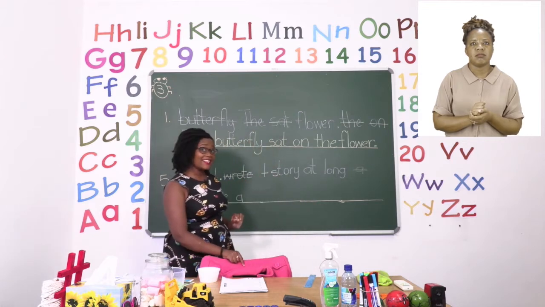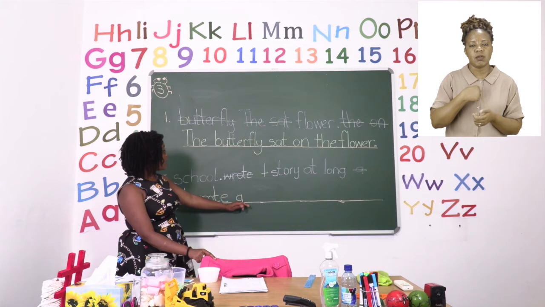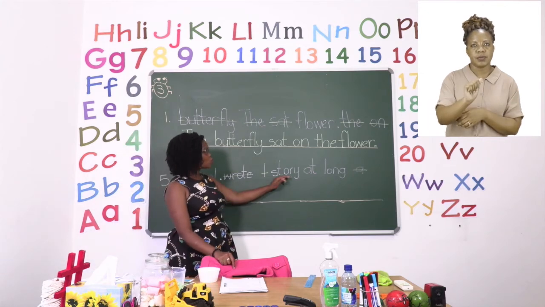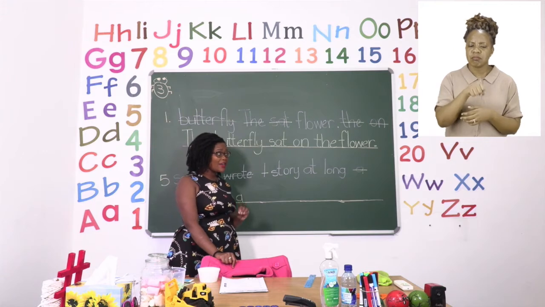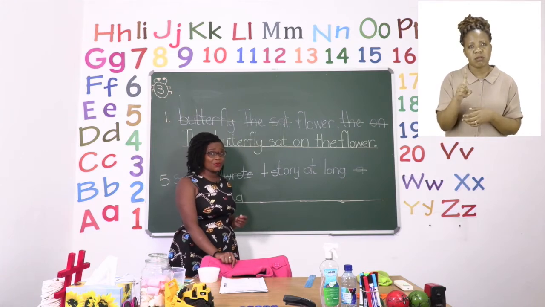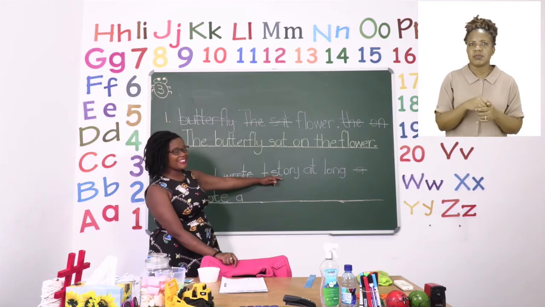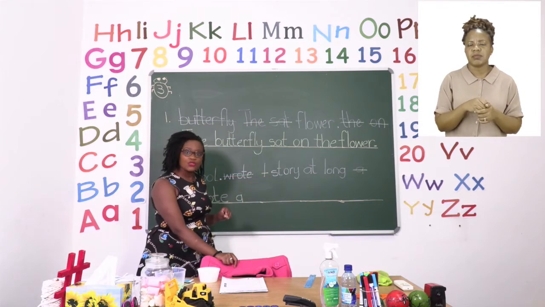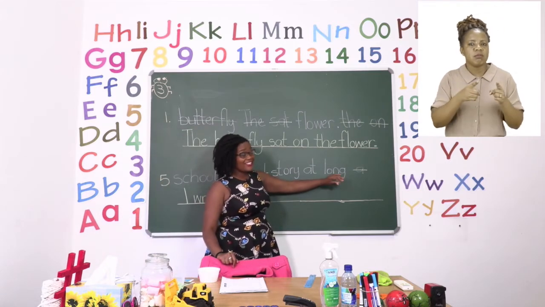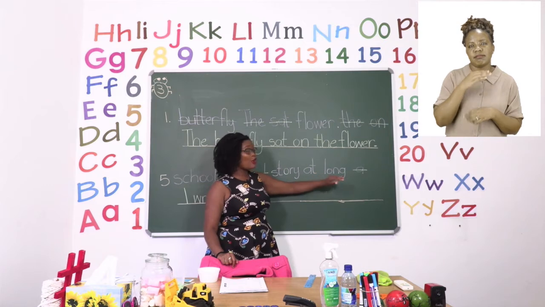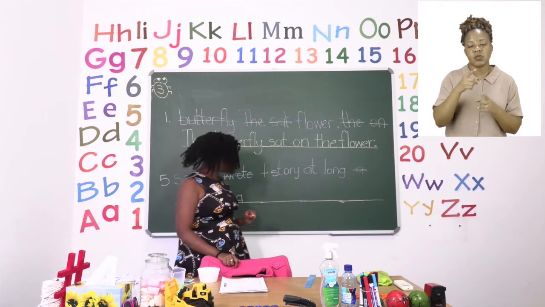A what? That's the question now. So we can say, I wrote a story. And that would be correct. But we want to know what type of story it was. So we cannot use the word story yet. Was it a short story or a long story? So we're going to use the word long because the word long describes the type of story.